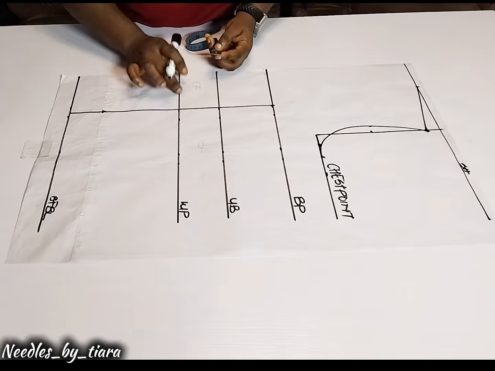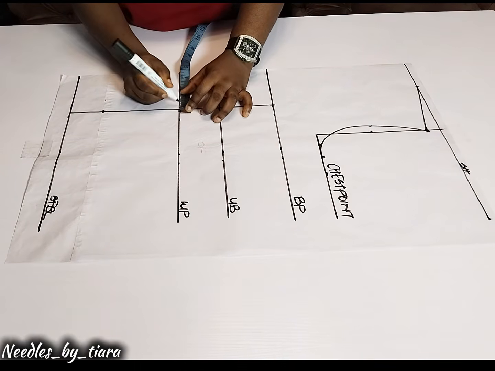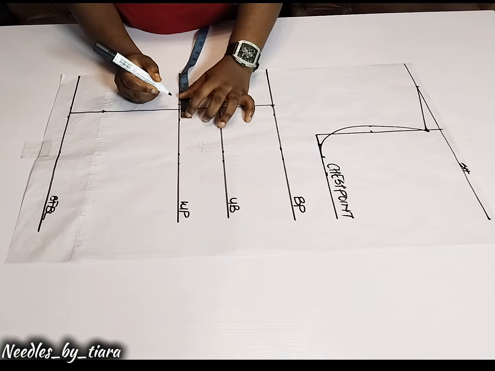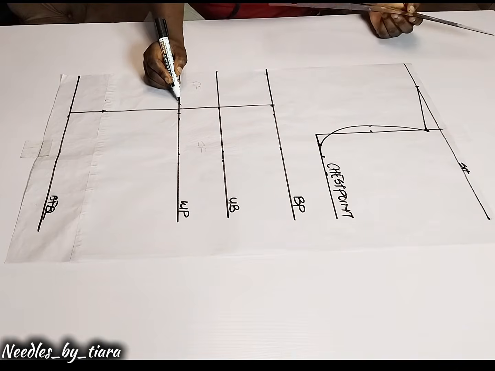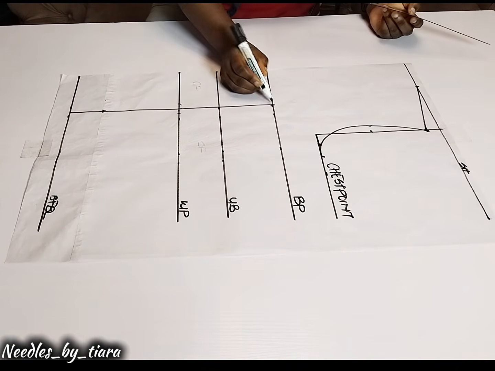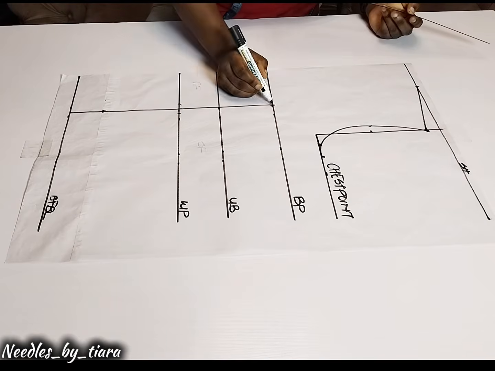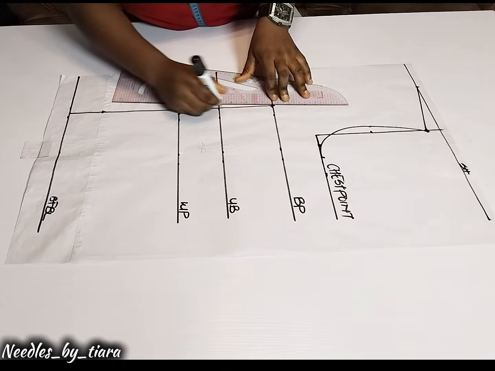On your waist point line, to input your darts, you're basically inputting 0.5 inch on both sides of your waist point on the dart line. So input 0.5 inch at the center front and 0.5 inch at the side front. Go in with your straight ruler and connect all those points all the way up to your bust point this way.